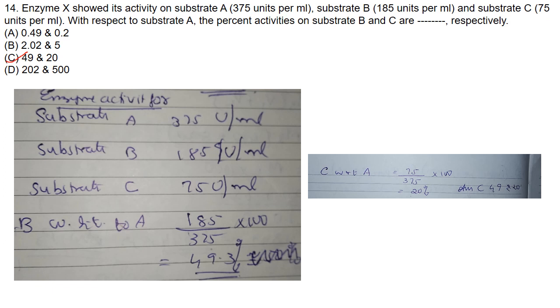Then enzyme X showed its activity on substrate A, 375 units per ml, substrate B 185 units per ml and substrate C 75 units per ml. With respect to the substrate A, the percent activities on substrate B and C are respectively. So B with respect to A is 185 divided by 375 into 100, that is 49.3%, and C with respect to A is 75 divided by 375 into 100, that is 20%. So the answer here is option C, that is 49 and 20%.